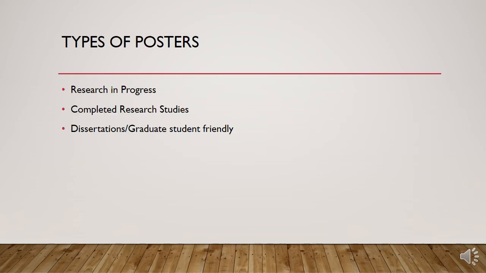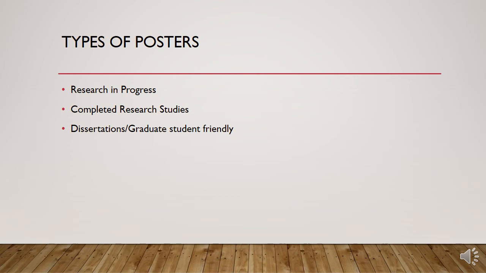Types of posters. As mentioned previously, some conferences allow research in progress. This is particularly friendly for doctoral students who are in the process of completing their dissertation, because over the couple of years that you work on your dissertation or more, it gives you an opportunity to present the research that you will be conducting or are in the progress of collecting permission or collecting data for. Completed research studies. It is important that you can also present your findings once the research is concluded and completed. You can take your findings from your dissertation and present it at a conference as well.